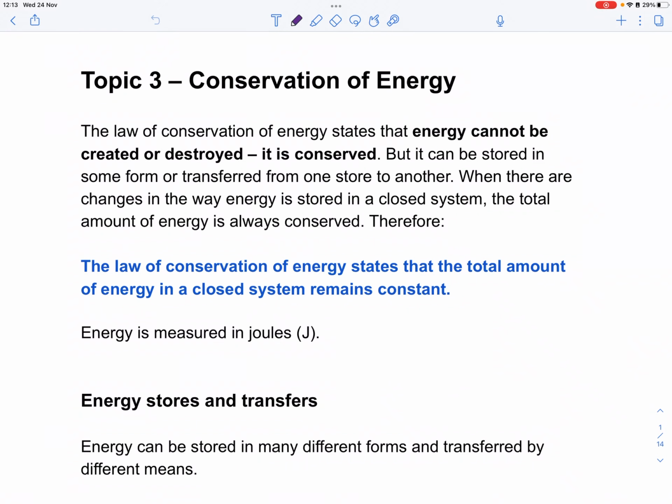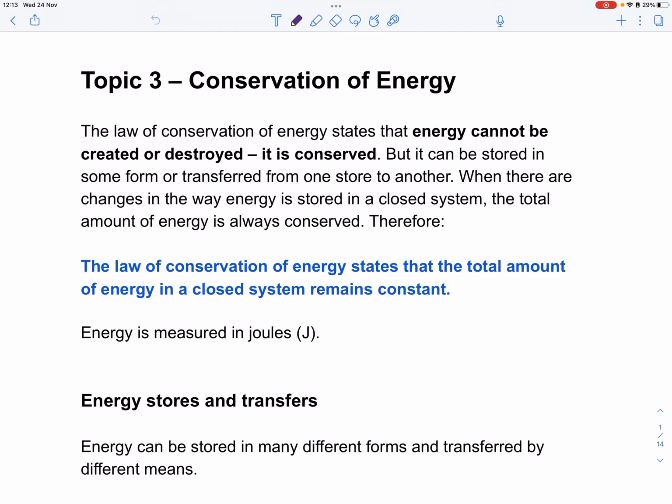We're going to start this topic by looking at the law of conservation of energy. It's a basic law of physics and applies throughout the universe. And you may have heard it stated that energy cannot be created or destroyed. That's true. The total amount of energy in any given system always remains conserved.